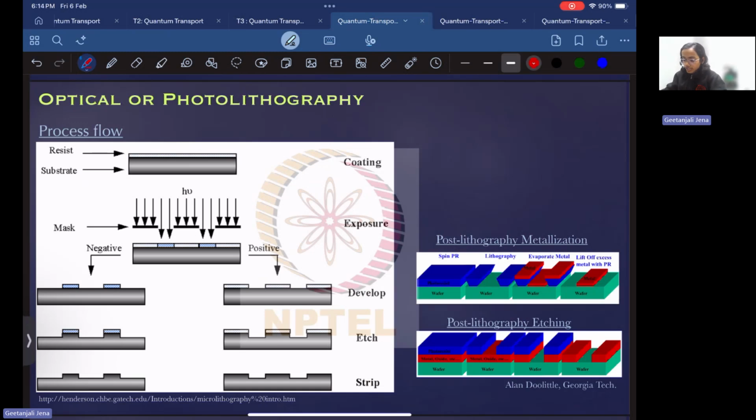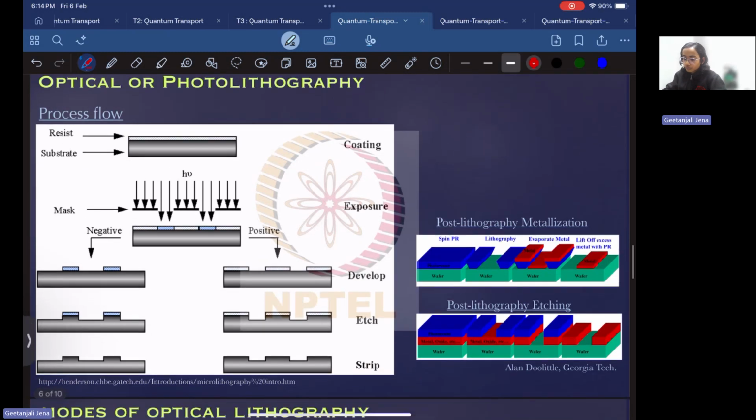To give a brief overview, in photolithography we deposit the resist, which is a kind of polymer. One example you can take is PMMA. We deposit the resist on the substrate, or the silicon wafer that is widely available. So this is the coating. First, we have the coating stage.